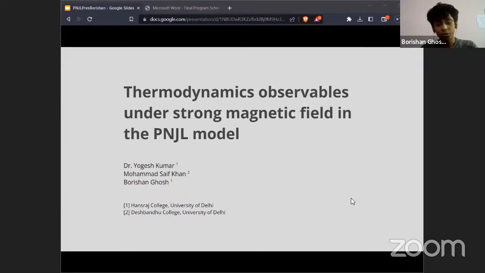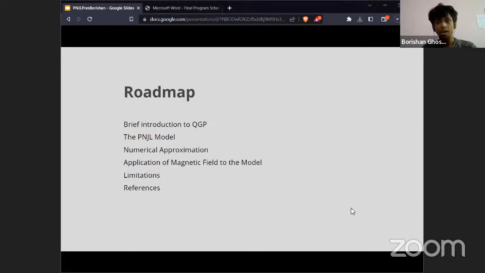My topic for today's presentation is thermodynamic observables in a strong magnetic field in the PNJL model. So to begin, I would like to briefly lay out the roadmap for my talk. We will discuss what is QGP.